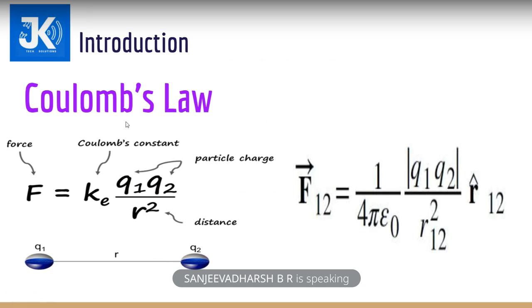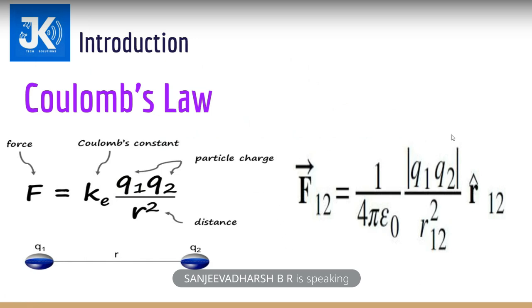So for that, the Coulomb's law formula is F equal to k into q1 q2 divided by r square, where k value is 1 by 4 pi epsilon naught, and q1 q2 are the particle charges and r is the distance, and k is also called Coulomb's constant. This is the formula in normal form.